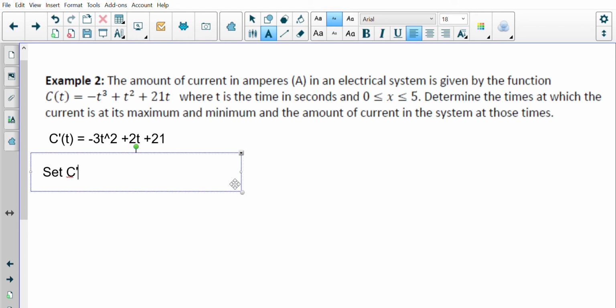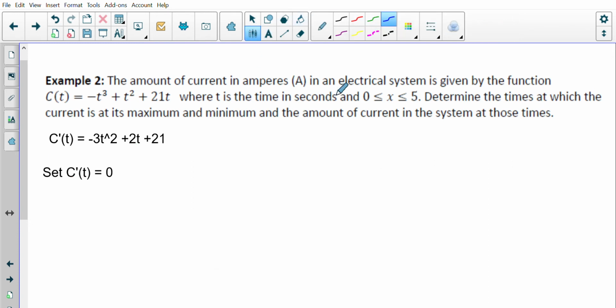Because again, I'm doing that because I want to find out where my possible max and min values are. That's where the slope of our tangent would be a horizontal line, which means it has a slope of 0. All right, so now I'm going to set my derivative equal to 0. So I got negative 3t squared plus 2t plus 21 is equal to 0.